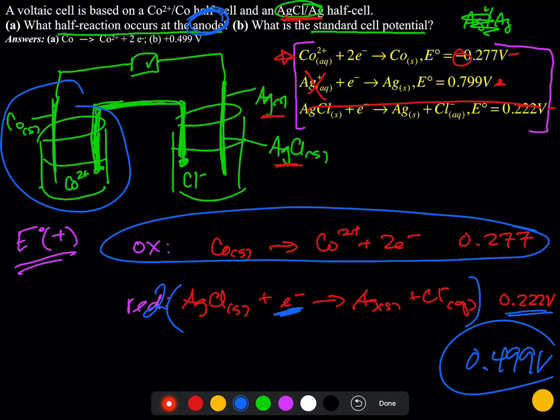All right, so when we're looking at a cell and we're trying to answer questions like which is the anode or what's the cell potential, step one is always, what's present? And then narrow down the reactions that are plausible, and then figure out what's going to work in the context of your cell.